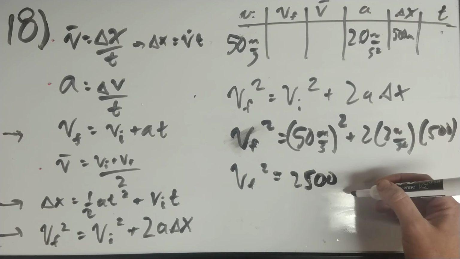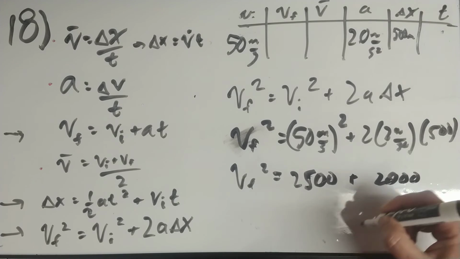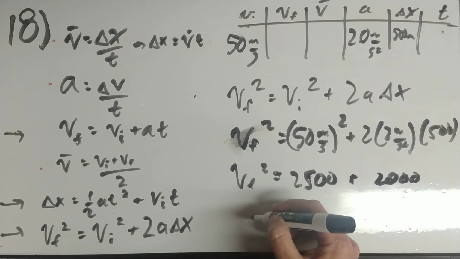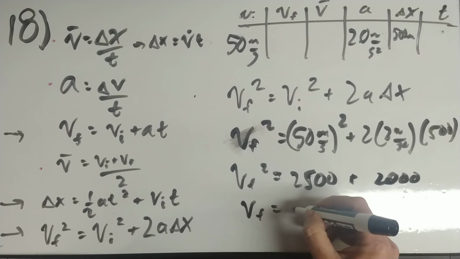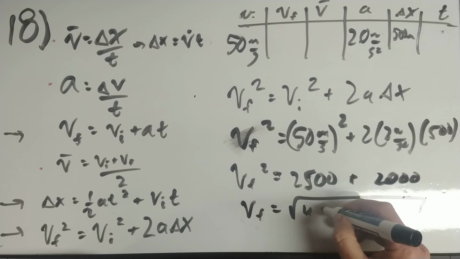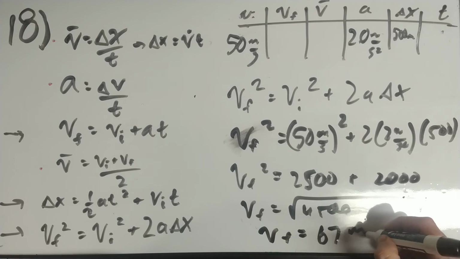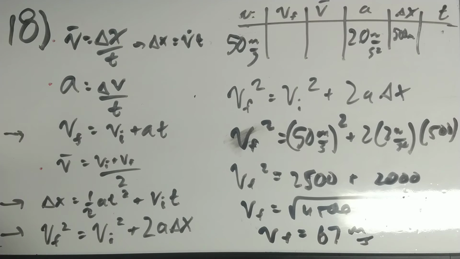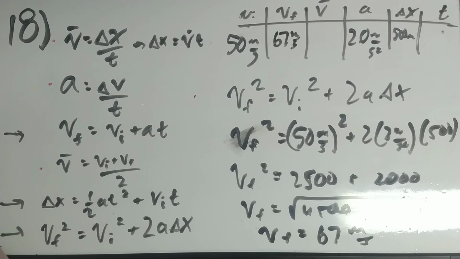plus, what is this, 2,000, right? And I've dropped the units here, so v final equals radical 4,500, which ends up being about 67 meters per second for the final velocity. All right, so I'm going to write that now up here, 67 meters per second for the final velocity over that distance.